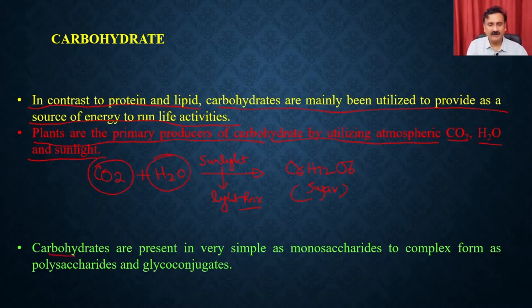Carbohydrates are present from very simple forms, the monosaccharides, to complex forms, the polysaccharides, as well as glycoconjugates. So let's first start discussing the monosaccharide, which is the simplest sugar, right? This is the monosaccharide, commonly known as glucose.